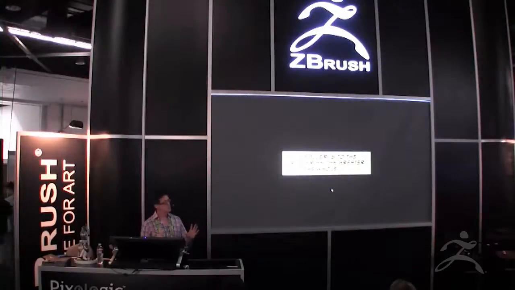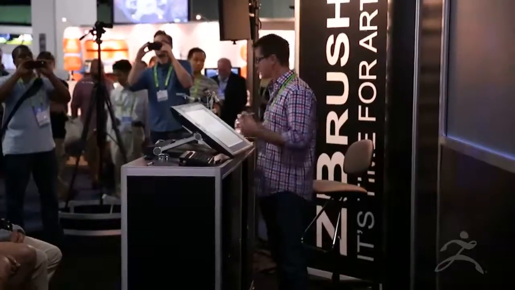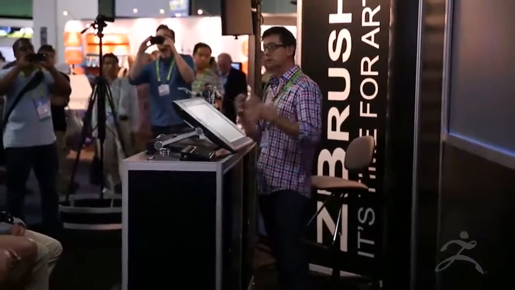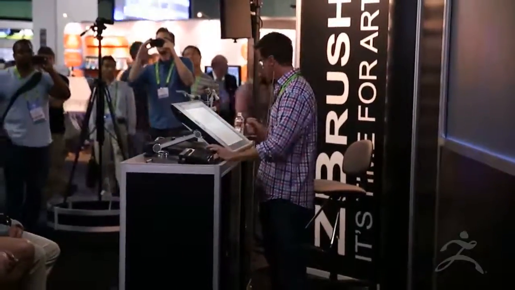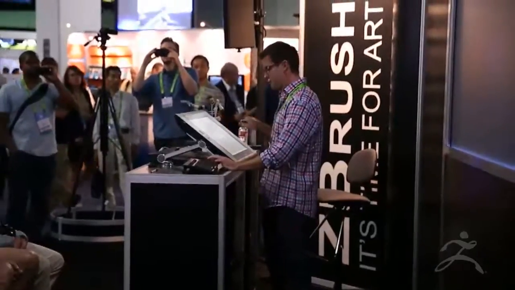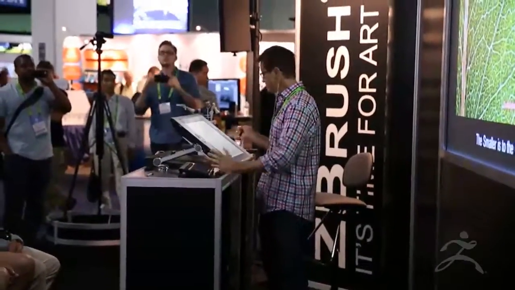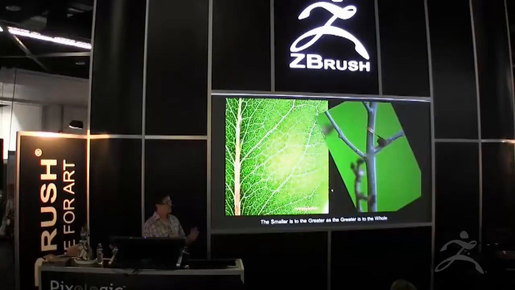One of the biggest things we do when we're working with that is this design philosophy. Has anybody heard of this one before? The smaller is to the greater as the greater is to the whole. This is something you could not get to before ZBrush. This is something that is part of your creativity, part of your design process. The interesting thing is, this always happens in nature, right?